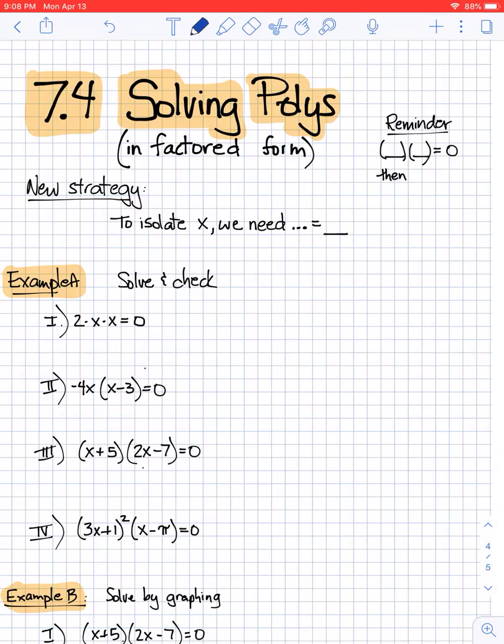Here we go, section 7.4, solving polynomials. Got some nice background music here, Everly Brothers. Bring them down a little bit.